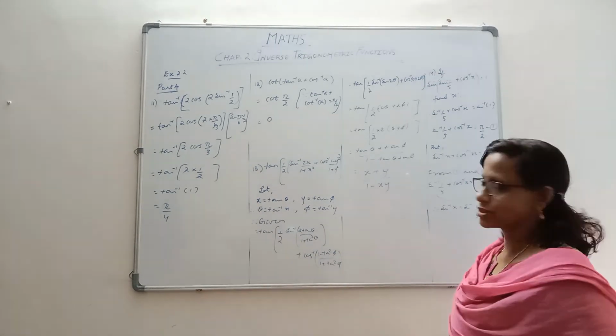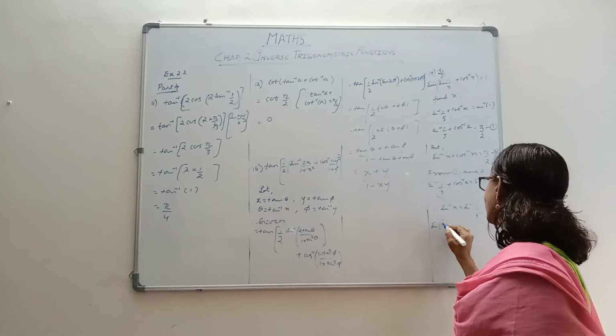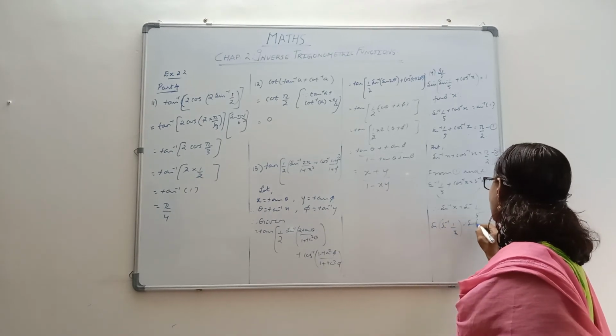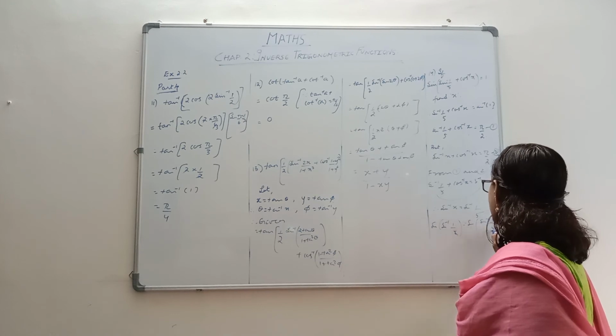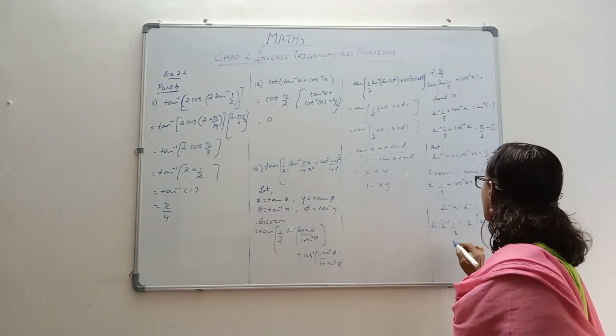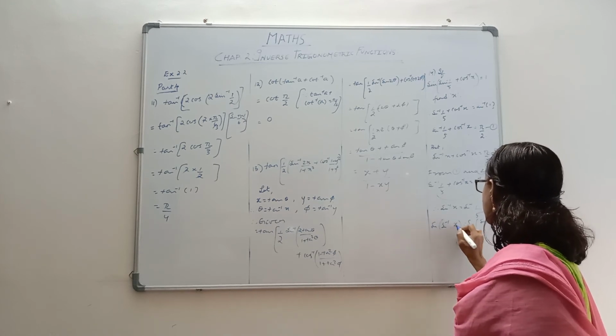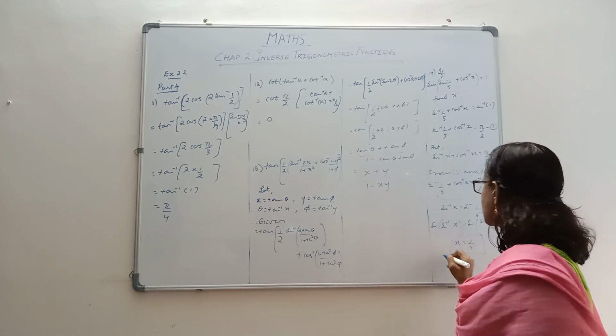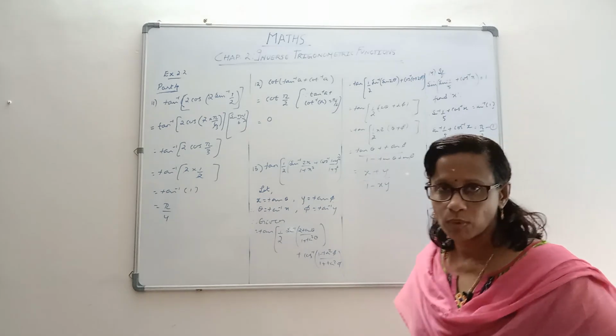Taking sines on both sides, we will get x equal to 1 by 5. That's the answer. They have asked us what is x, and the value of x is 1 by 5.